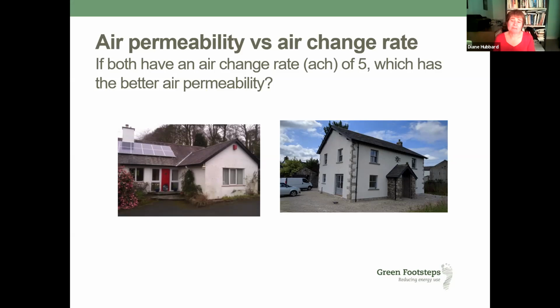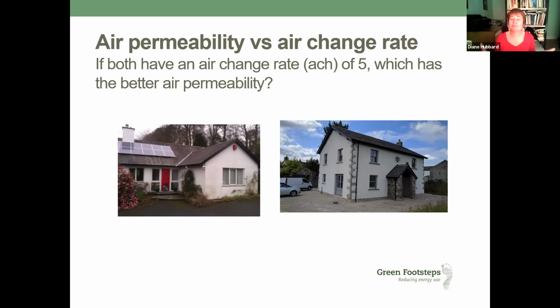So what that would actually mean is, because it's got this much bigger surface area, you're dividing that same flow rate by a much larger area. So actually the bungalow would have a better air permeability because it's got a much larger surface area.